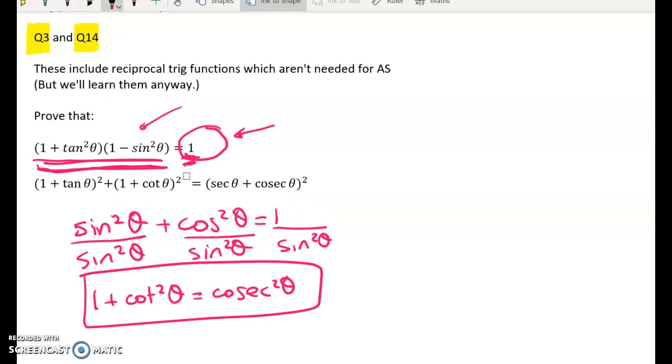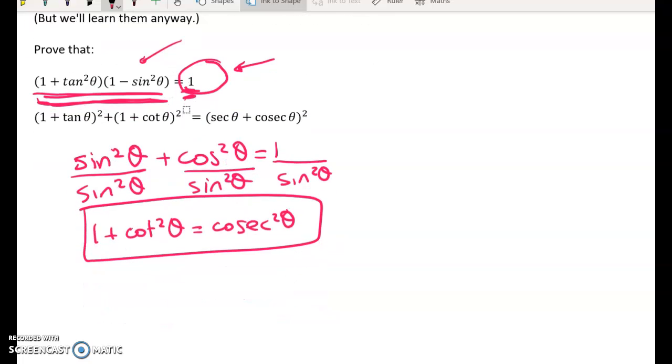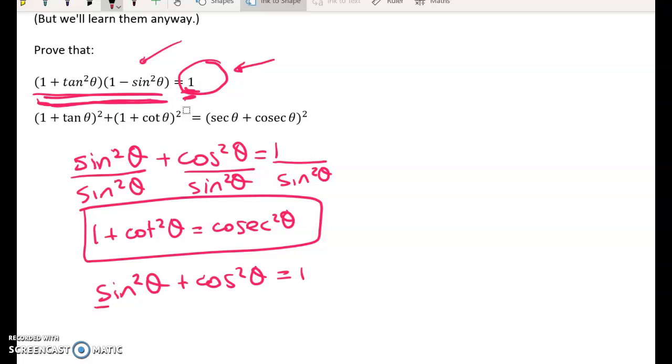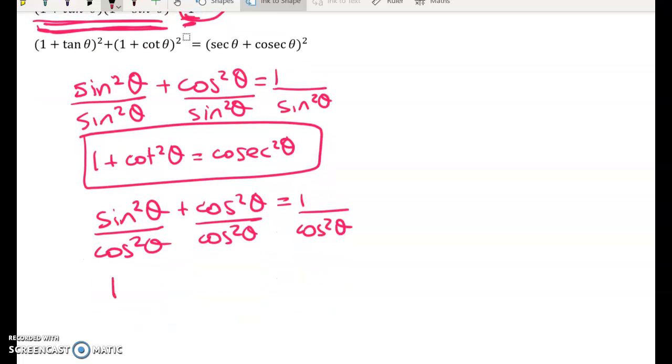Right, and that's useful. Then I can do the same thing if I divide everything through by cos squared of theta. So if we start again with my basic Pythagorean identity, and now I divide by cos squared of theta. So that gives me the one that is slightly easier to remember. Tan squared of theta plus 1 is equal to sec squared theta.